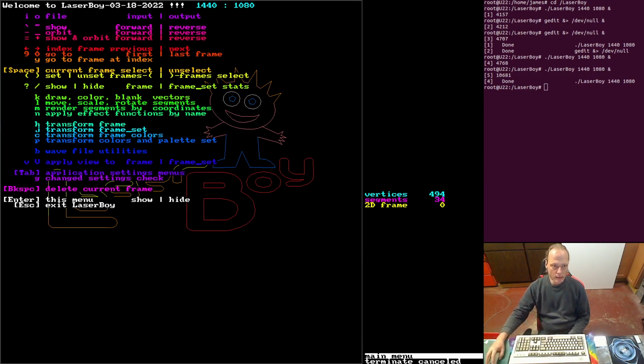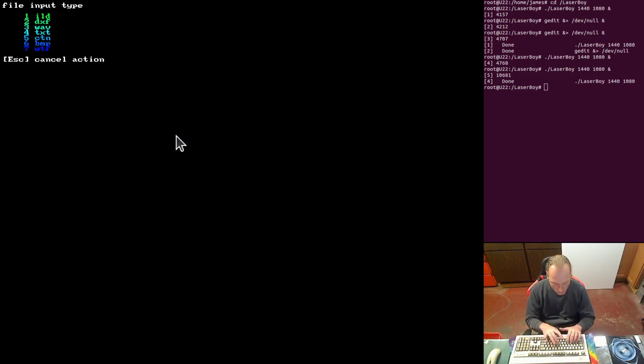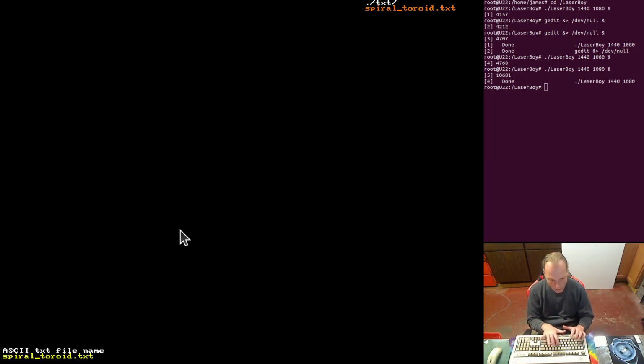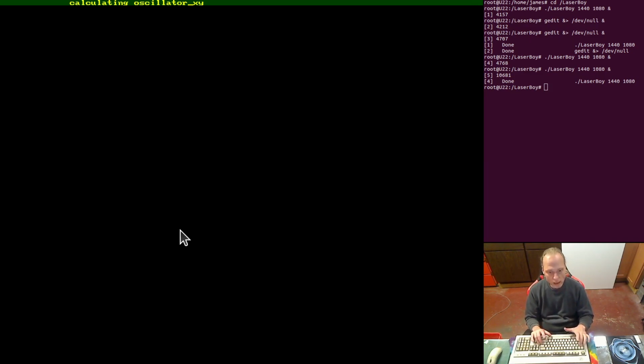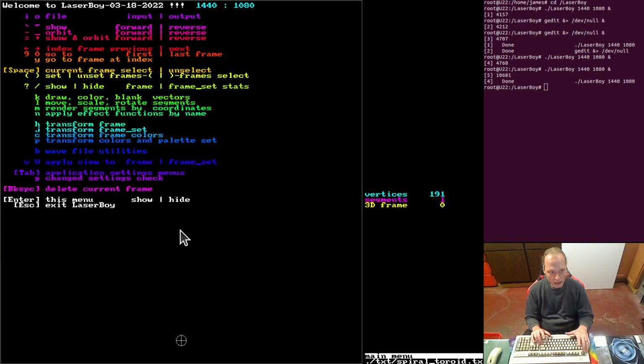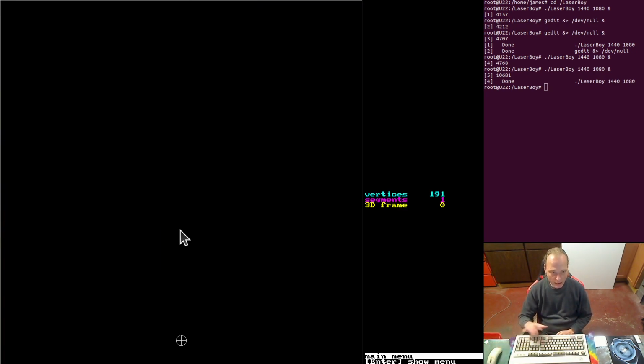So as an example of that, I'll go ahead and load one. So we go input 4 for text, and LaserBoy comes with a bunch of examples. We'll load the spiral toroid, and there it is. Okay, and the first thing you see is this thing right here.